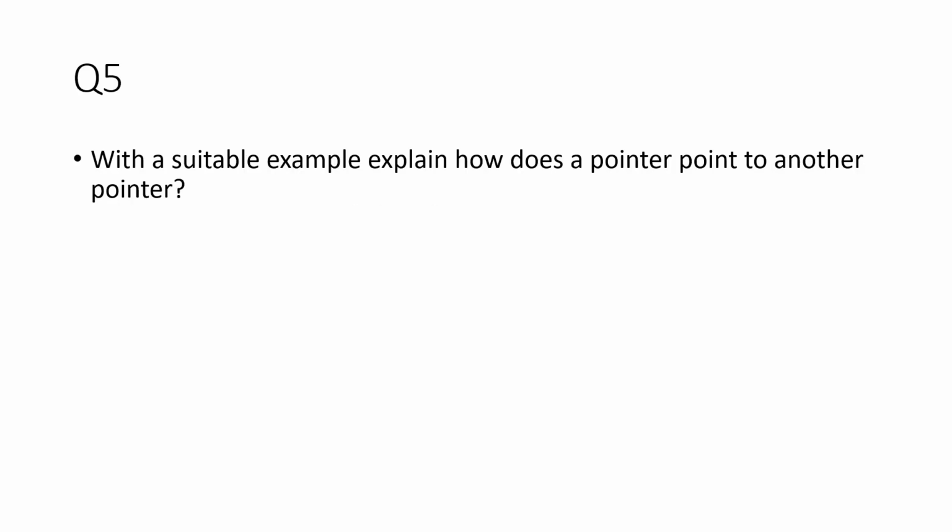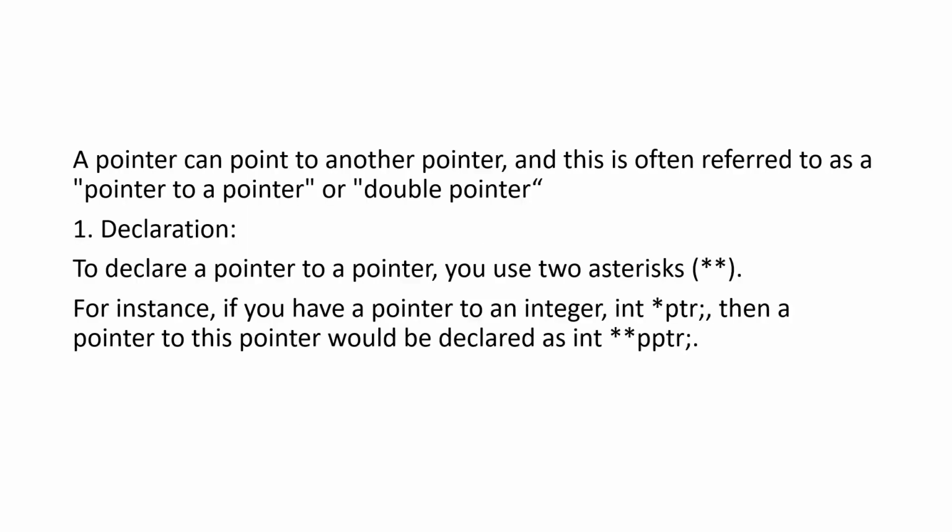With a suitable example, explain how a pointer points to another pointer. A pointer can point to another pointer, and this is often referred to as pointer to a pointer or double pointer. To declare a pointer to pointer, we use two asterisks. For instance, if you have a pointer to an integer, int *ptr, then a pointer to this pointer would be declared as int **pptr.